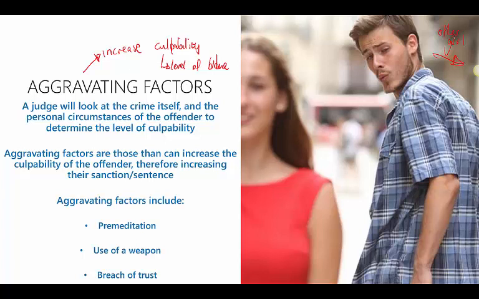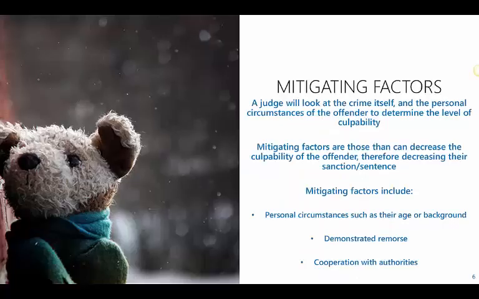Breach of trust is also an aggravating factor in any serious sexual assault cases, particularly in child sex offences as well, because there's usually breaches of trust involved, and that increases the level of blame a person should take, and therefore will increase their sanction or sentence. So increase their sanction from perhaps a community corrections order to a prison sentence, or increase their sentence itself, so from 2 years in prison to 4 years in prison, etc. So that's what aggravating factors do.